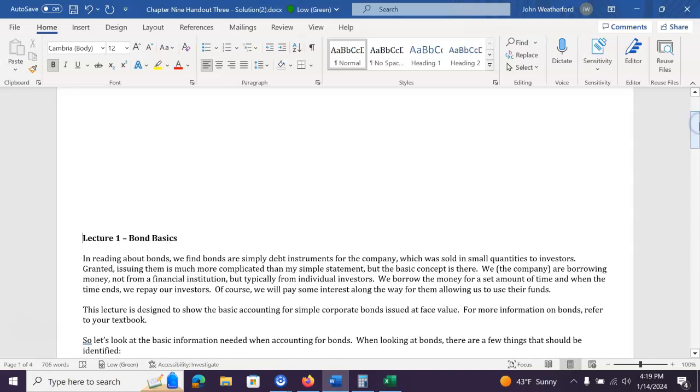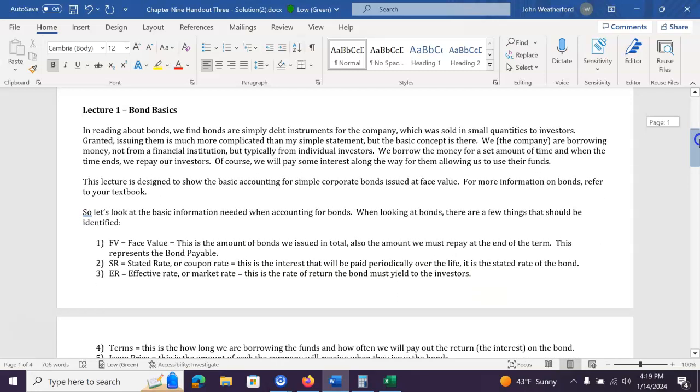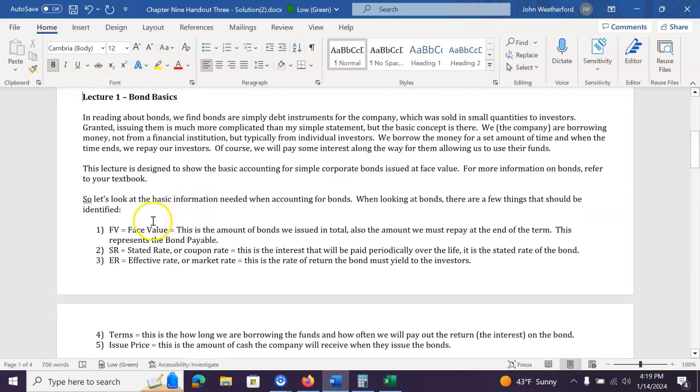All right, so let's look at some basic information we'll need when accounting for bonds. When looking at bonds, there are a few things that should be identified. Okay, we've got the face value. I typically say face amount rather than face value, and you'll notice I can't seem to get away from it in these lectures, but again, it means the same thing. That's the amount of the bonds issued in total. Also, the amount that must be repaid at the end of the bond term. The face amount would be recorded in the liability account, bonds payable, when the bonds are issued.